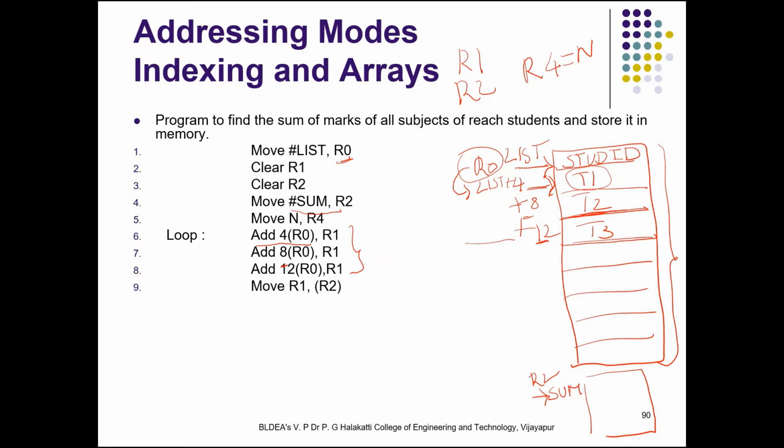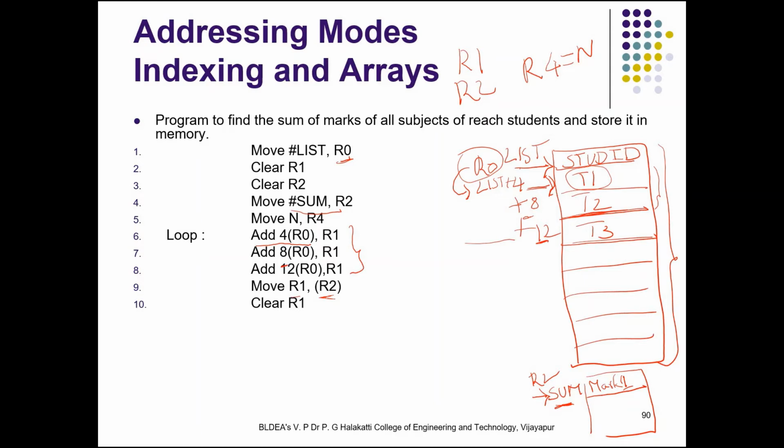Once all the three values or the test marks are added, we are going to move the content of R1, which is containing the sum of the first student's test marks, to R2. So R2 is containing what? R2 is pointing to the memory location sum. So the marks of the first student will be placed at this location.